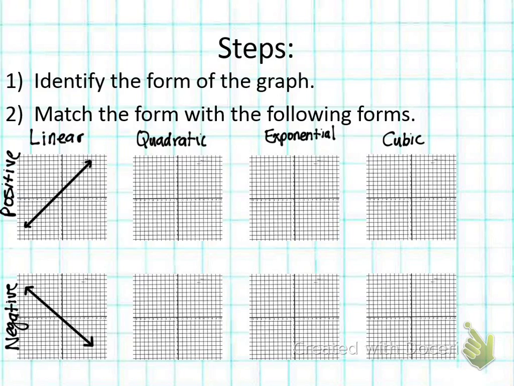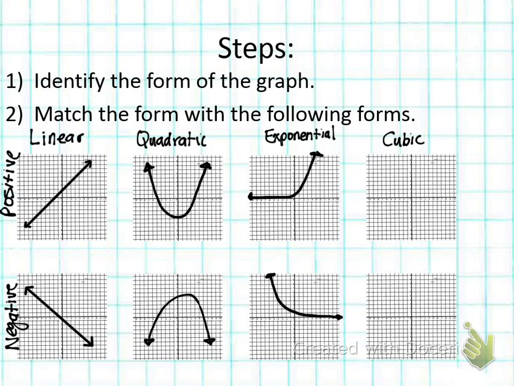A positive quadratic looks like a U, and it opens up. This is an example of a positive quadratic. A negative quadratic opens down as follows. Okay? Then we have exponential. An exponential graph looks like a line that's just barely growing, and then all of a sudden it'll grow exponentially quickly from left to right. A negative exponential declines quickly from left to right, and then it just slowly declines thereafter.